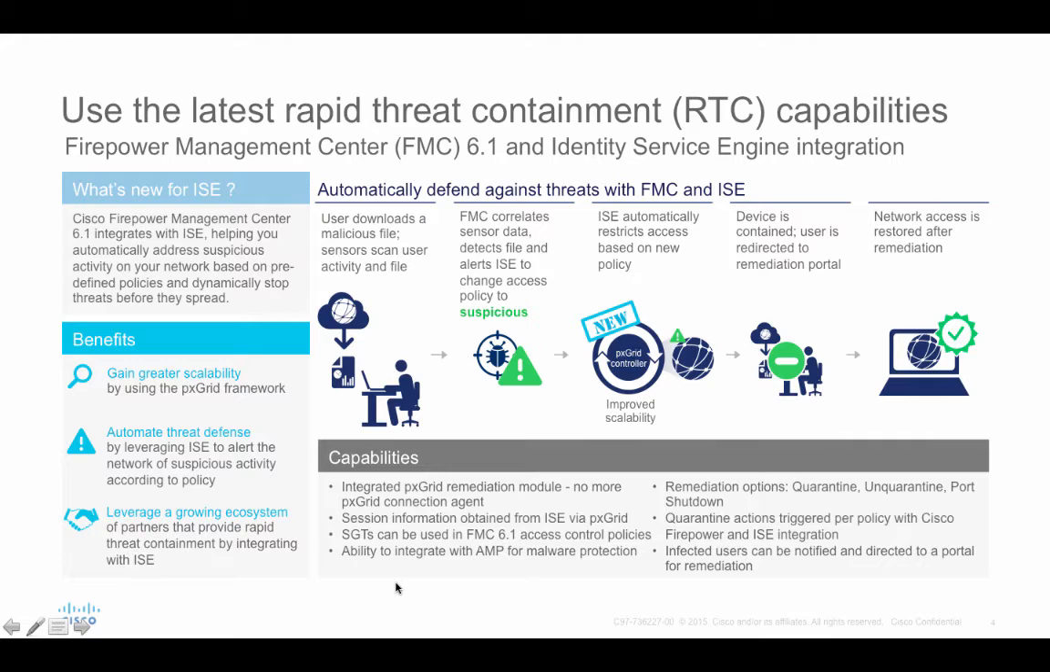A few other capabilities offered by this solution: policy enforcement could be in terms of VLAN, ACLs, or it can also be in terms of SGT, security group tags. With 6.1, FMC has the ability to understand security group tags, get that information from ISE, and apply policy based on the security group tags. We'll go over that in our demonstration as well. One other call out is that the remediation actions could be quarantine, unquarantine, or port shutdown. So with that, let's go over the demonstration.